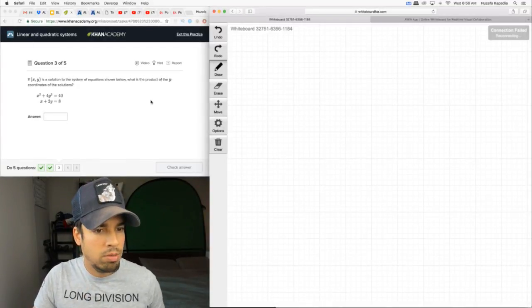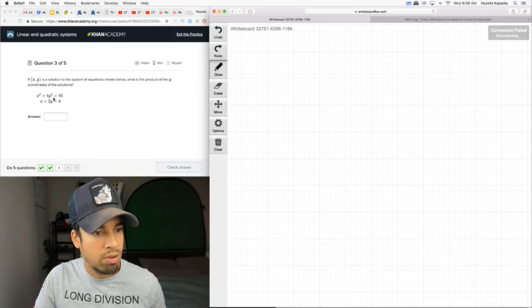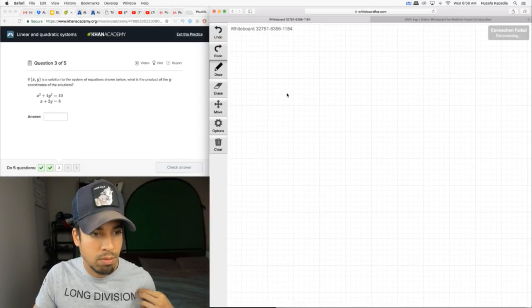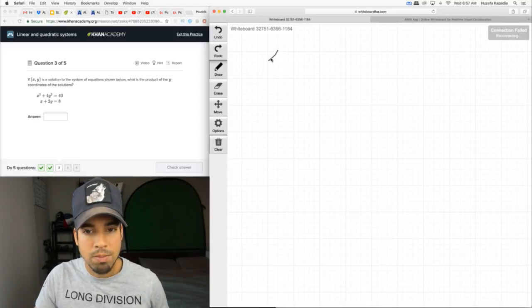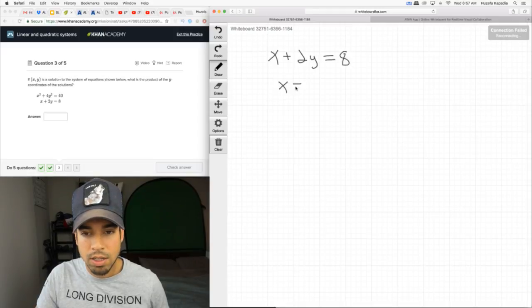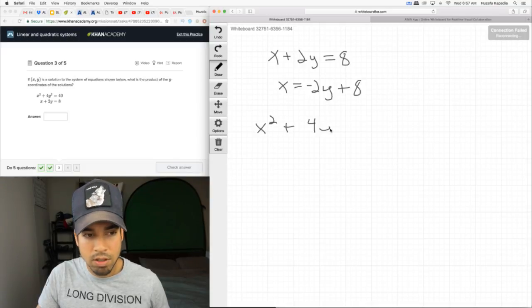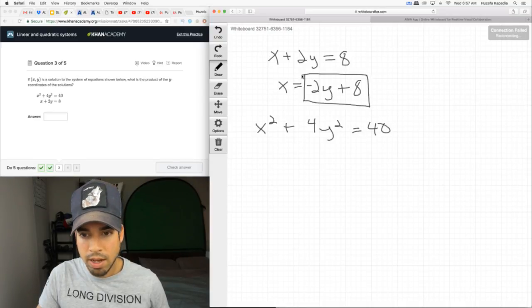(x, y) is the solution to the system of equations shown below. What is the product of the y coordinates of the solutions? Now we have to get the y values and then multiply them. All right, so I'm going to do the same thing with that bottom equation. I am going to isolate x: x equals negative 2y plus 8. And then I'm going to plug that into this equation. This equals x, therefore let's replace the x with it down here.